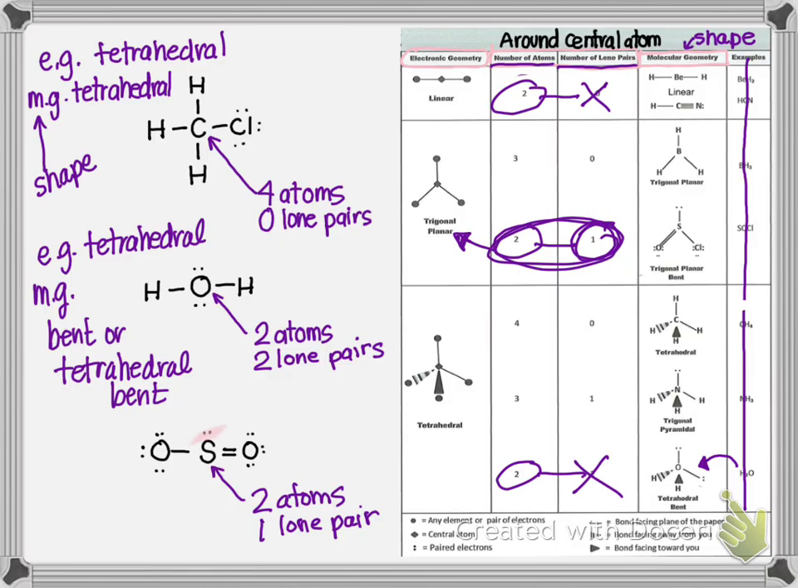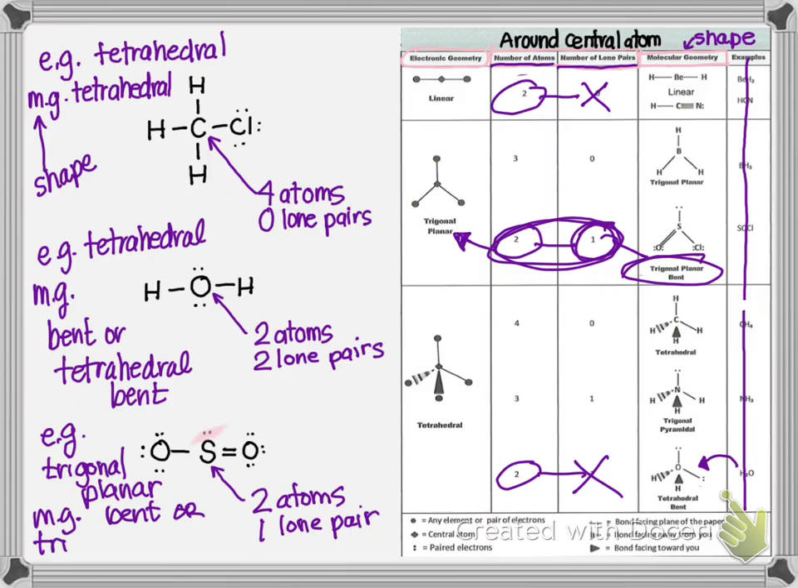That now is an electronic geometry that's trigonal planar. A trigonal planar electronic only has 3 total things around it. You can also say trigonal planar. It's 2 different ways to say that. And then we come over here. This is also bent, but they might say just bent or trigonal planar bent.